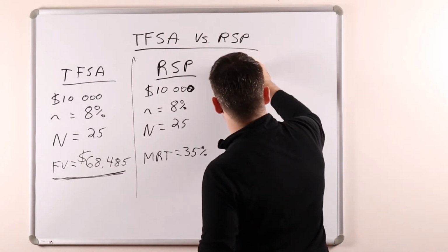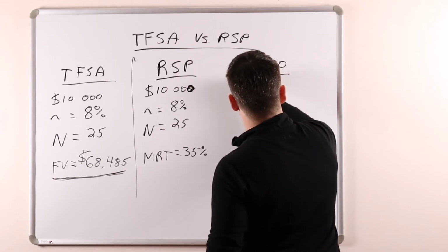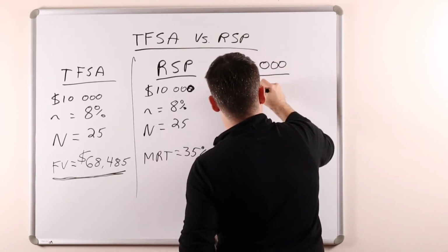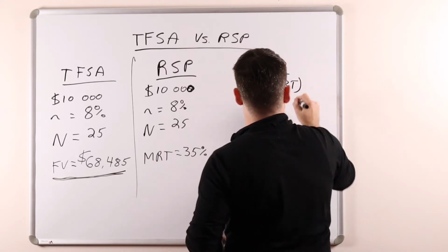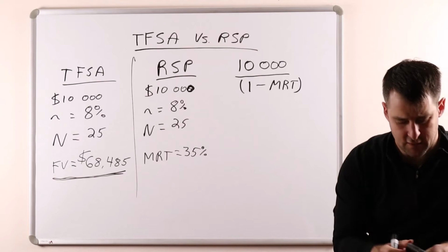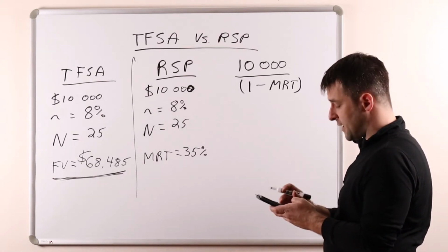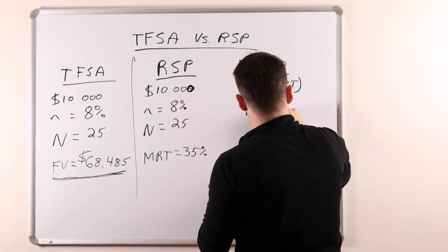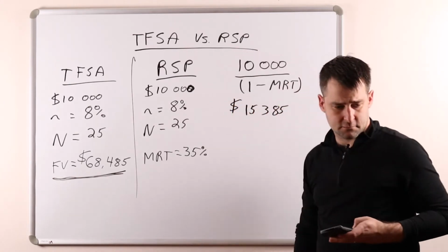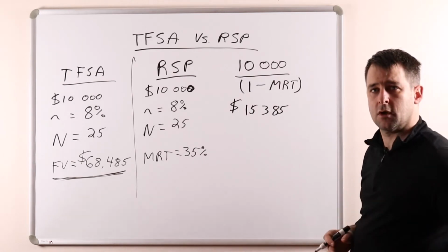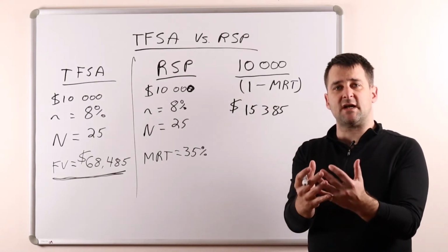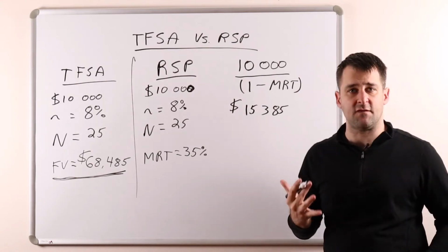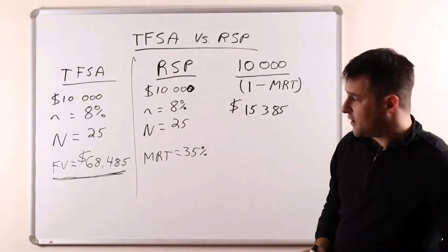They forget to start off by calculating $10,000 divided by 1 minus the marginal rate of tax. And so if we take our calculators and we do 10,000 divided by 0.65, we end up with $15,385. That's our starting point. Because the whole point of putting money in the RSP is that it's pre-tax income. You haven't paid taxes on it yet. So you actually start with $15,385.